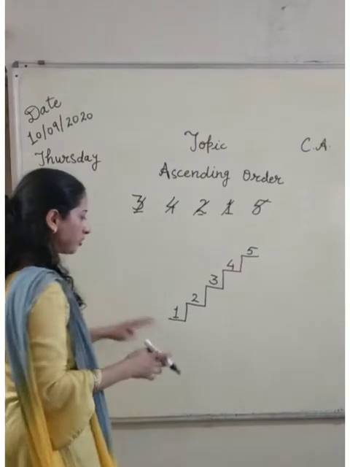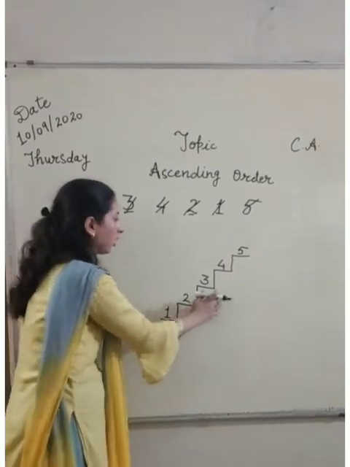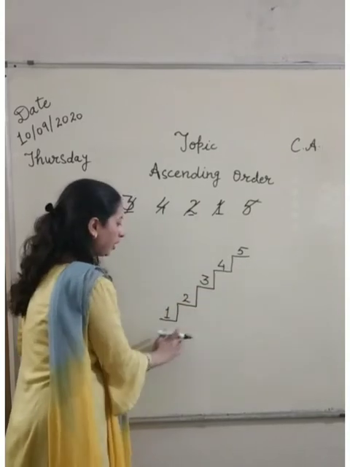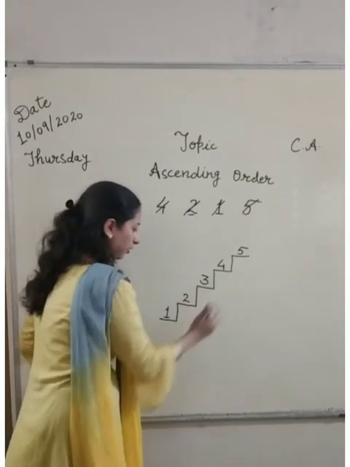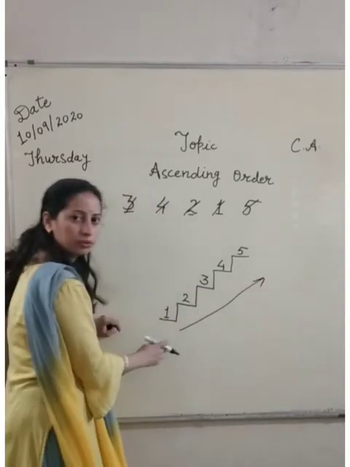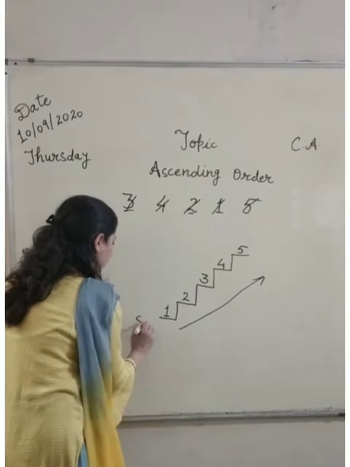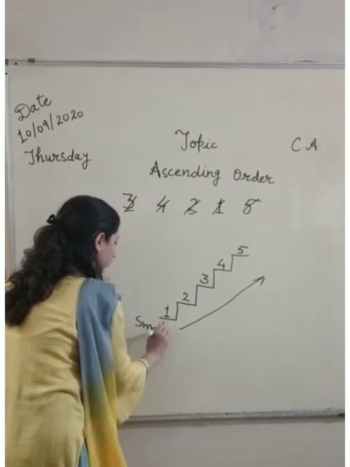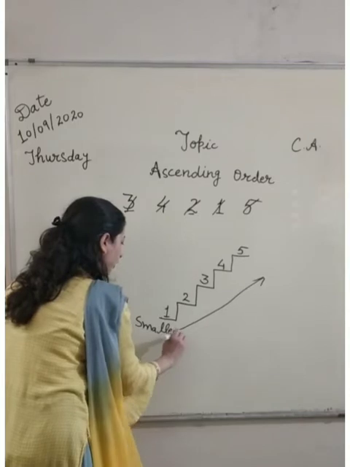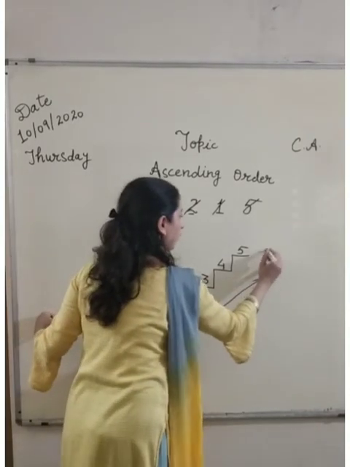What are we doing here? We are going to the upside. We are going to increasing order. Yes or no? Yes. From smallest number to greatest number.